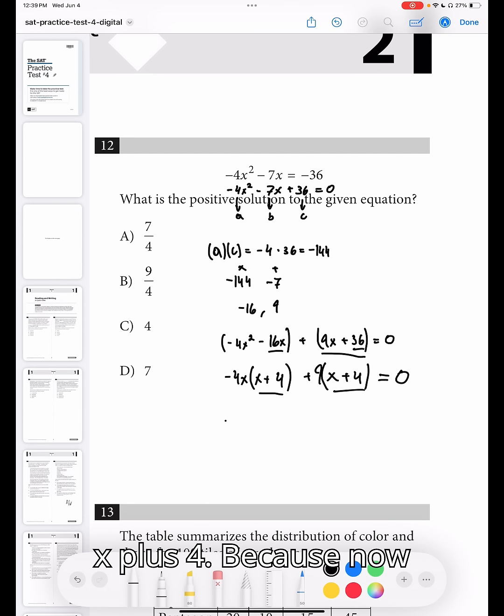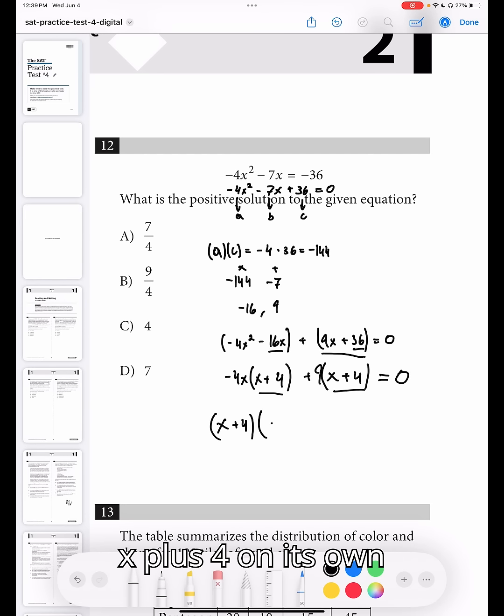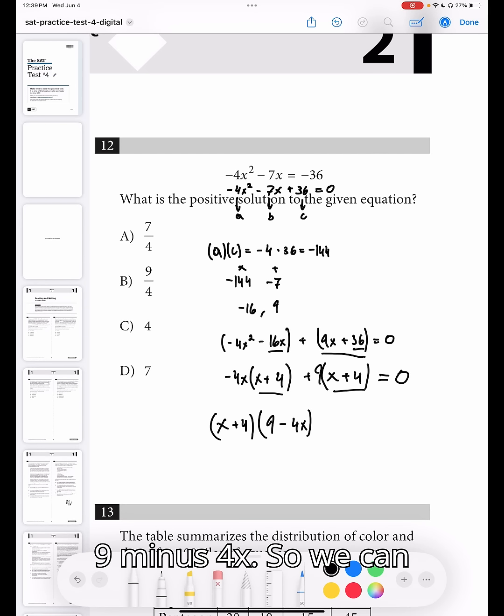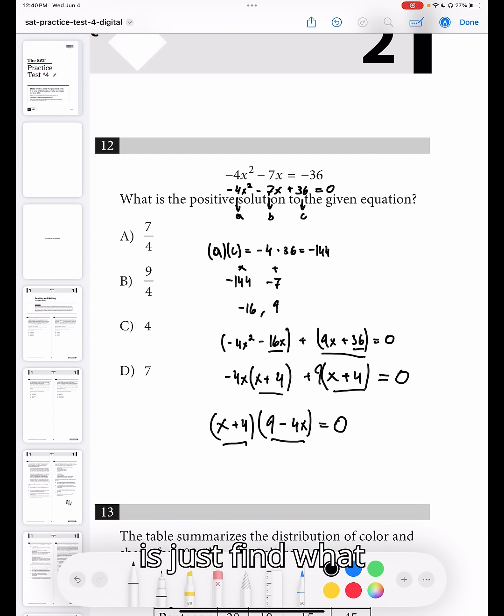This is very useful, x plus 4, because now we can factor out the x plus 4 on its own and then combine the 9 minus 4x. So we can have two factors. Now, all you need to do to find the answer is just find what makes the first factor equal to 0 and what makes the second factor equal to 0.